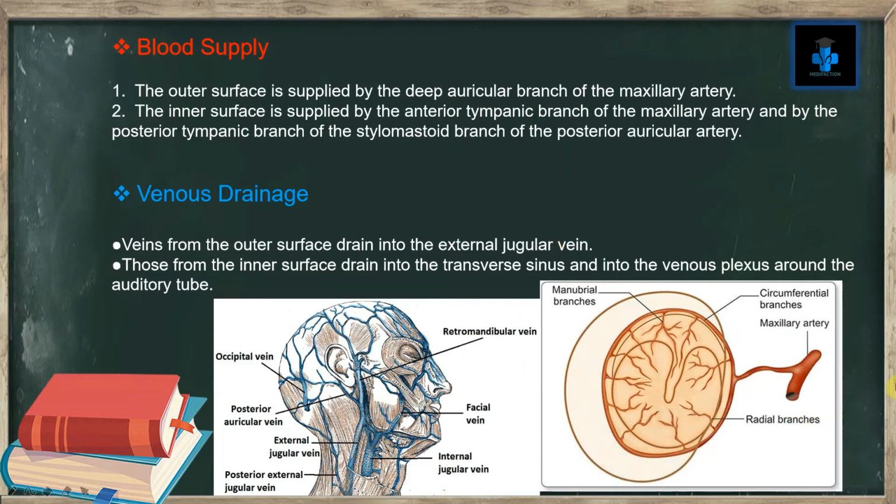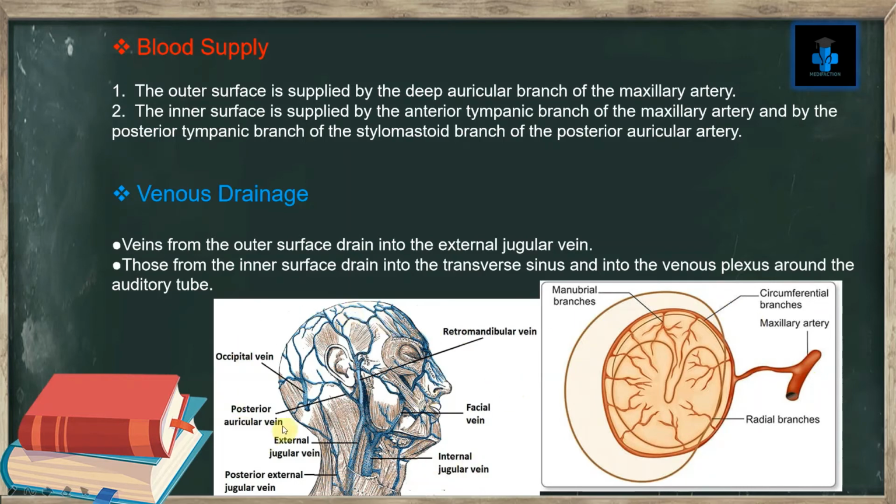Blood supply. So, the outer surface is supplied by the deep auricular branch of maxillary artery. The inner surface is supplied by the anterior tympanic branch of the maxillary artery and also by the posterior tympanic branch of the stylomastoid branch of the posterior auricular artery.